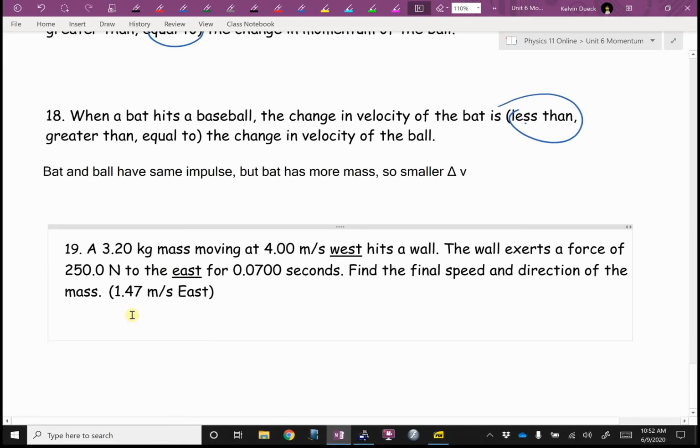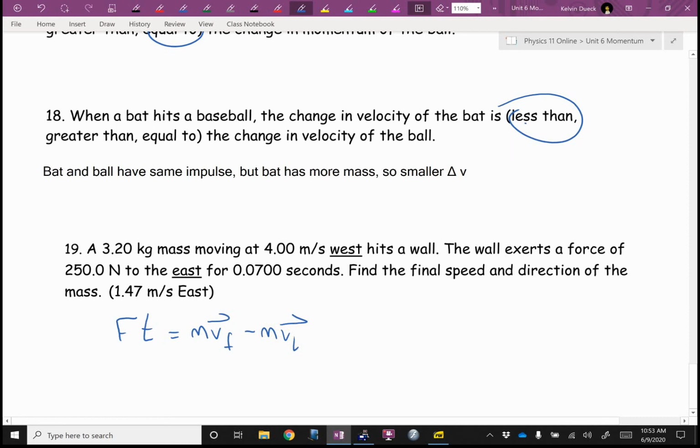They want the final speed and direction. I see a force. I see the time. Again, I'm going to use the idea that I can combine both of the impulse equations. They want me to get the V final by itself. So I'm going to get this.